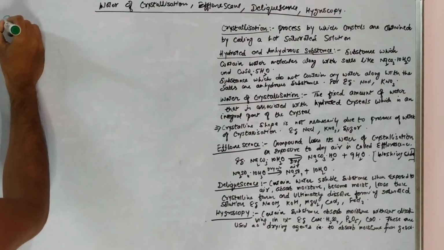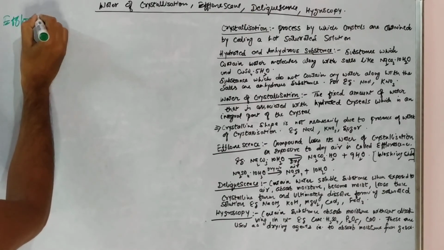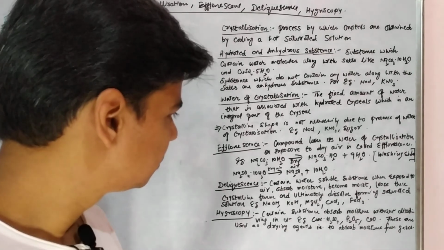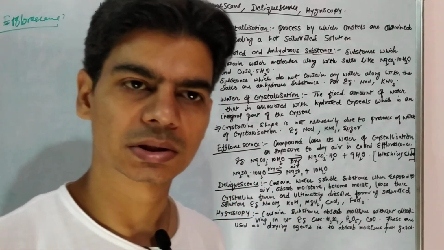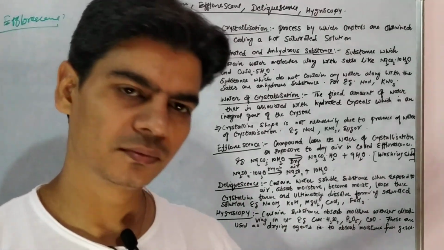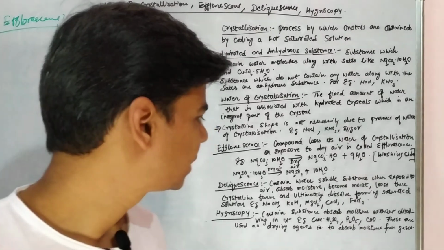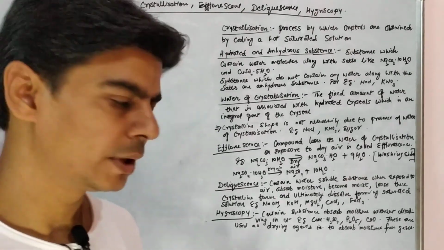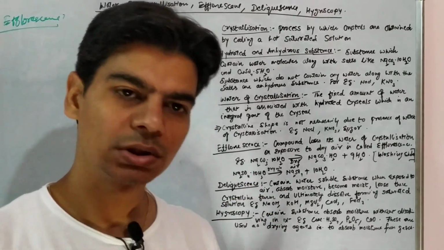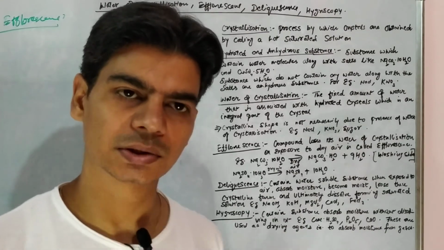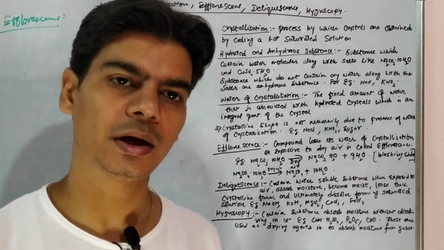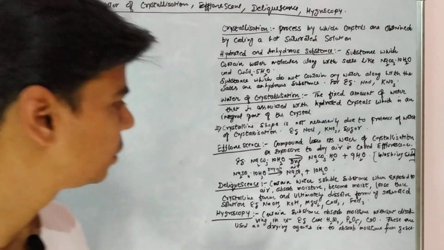Now, what is efflorescence? Efflorescence is, suppose you have sodium carbonate crystals, right? If you leave crystals of sodium carbonate in open air, then after some time you see that the crystals, like crystals of copper sulfate, crystals of sodium carbonate, will lose the water molecules that are associated with them, and will change into a powdery form. It will change into an amorphous form, which is a powdered form.